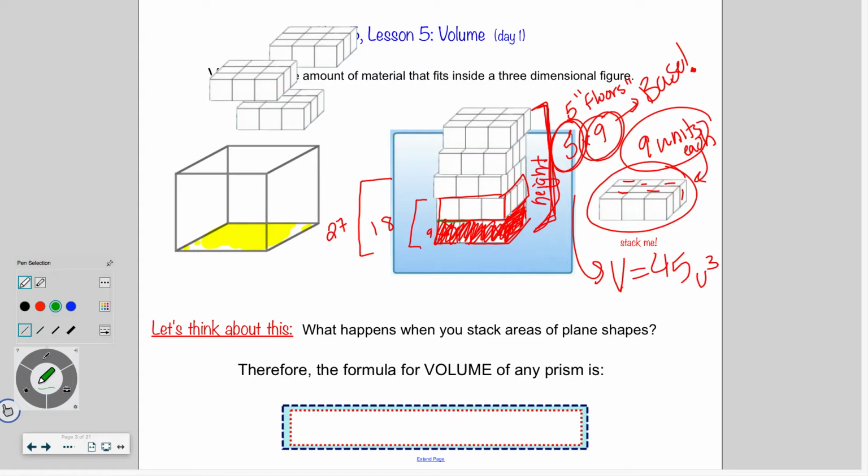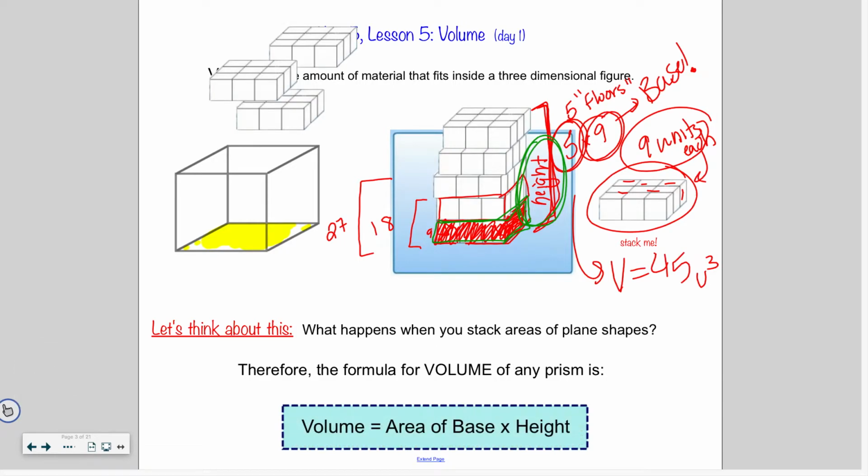Okay, you're finding the area of the base shape here. How many units is that? And you're multiplying it by the height. And that works for any shape. This is really important, ladies and gentlemen.